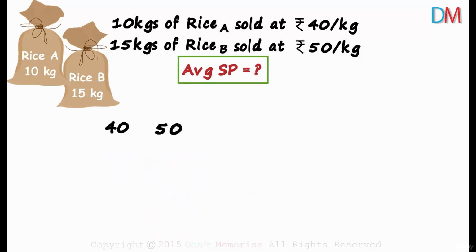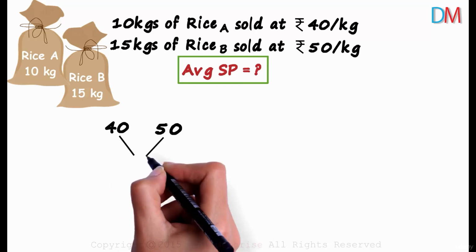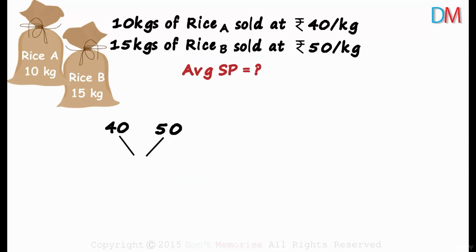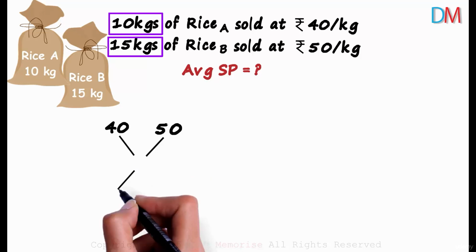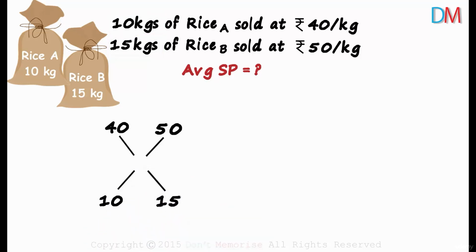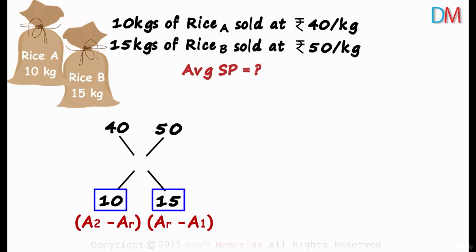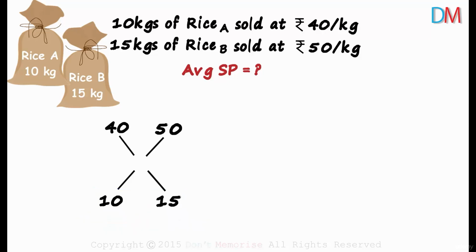And we have been asked for the average selling price of both these quantities together. So we have been asked to find the resultant average. And these two will be their respective weights. They are 10 and 15. We need to find AR. We just saw how alligation works. We have A2 minus AR here and AR minus A1 here. So can we implement this logic here? Let's try. 50 minus what gives us 10? It will be 40. But 40 minus 40 is 0, not 15. Where are we going wrong?